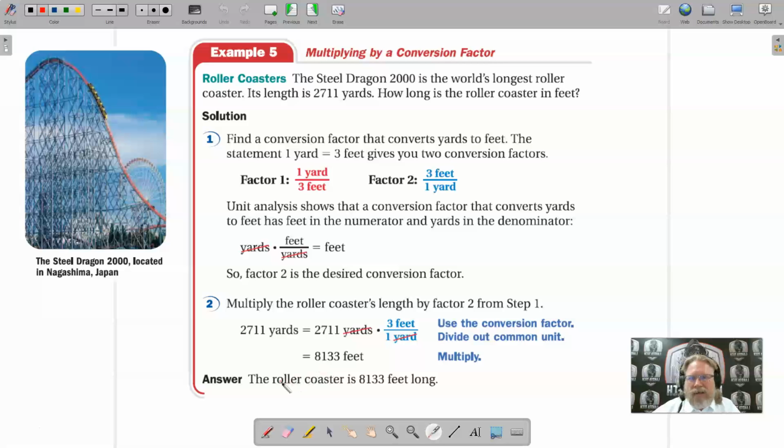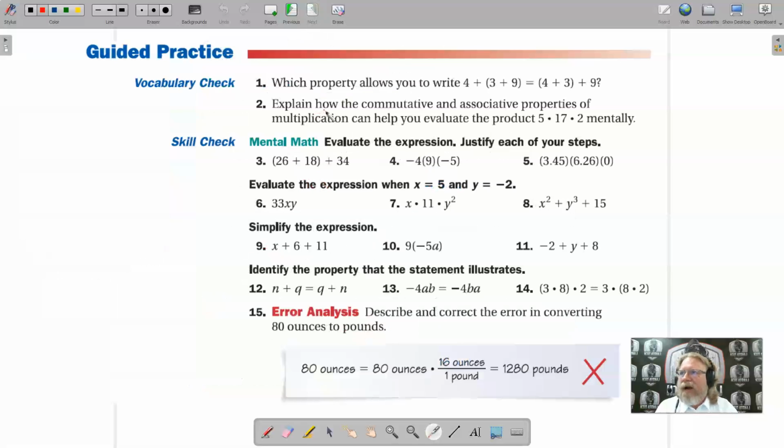So the answer is that the roller coaster is 8,133 feet long. Now, many people probably would have realized that, oh, there's 3 feet in a yard, so let's just multiply this number by 3, which is what happens here. So the conversion factor kind of helps explain why we multiply it by 3. So that brings us to our guided practice.